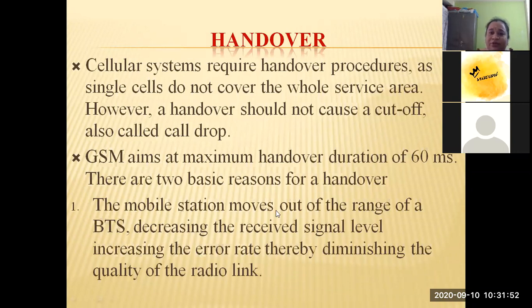When the mobile station moves out of the range of the BTS, the received signal level decreases and the error rate increases. Obviously, your signal will not have enough energy to reach the receiver. So your downlink signal is going to diminish on the receiver side, and your uplink signal may also diminish. That is the first reason.